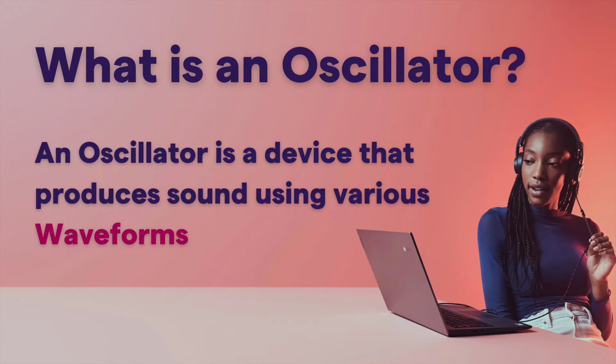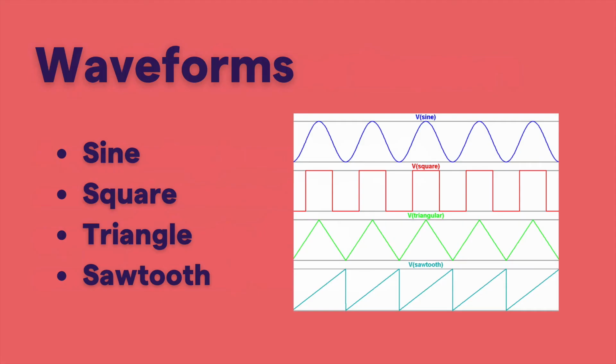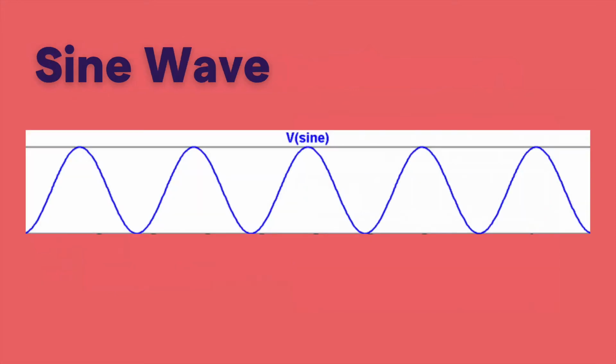So let's take a look at waveforms. Technically, there are an infinite number of waveforms, but we'll look at 4 basic waveforms now. A sine wave looks like this and sounds like this.